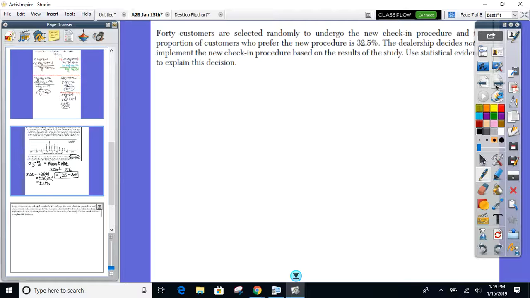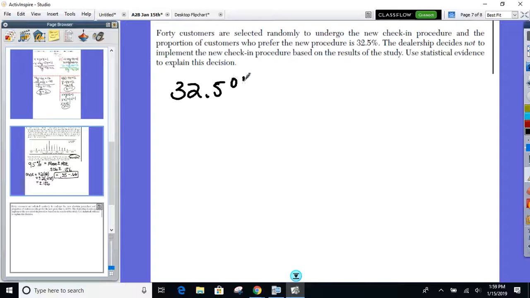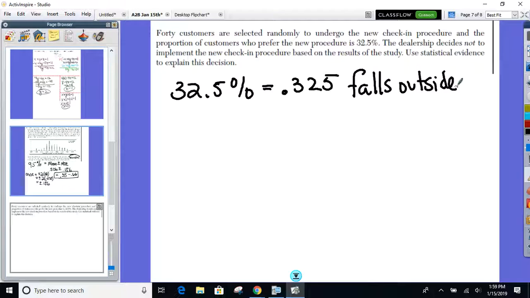Why not? Well, 32.5%. What's that as a decimal? Point... And look at that interval you just did. Tell me where 0.325 falls. Yeah, outside. That's why they're not going to do it. All right, because 0.325 falls outside the 95% confidence interval.